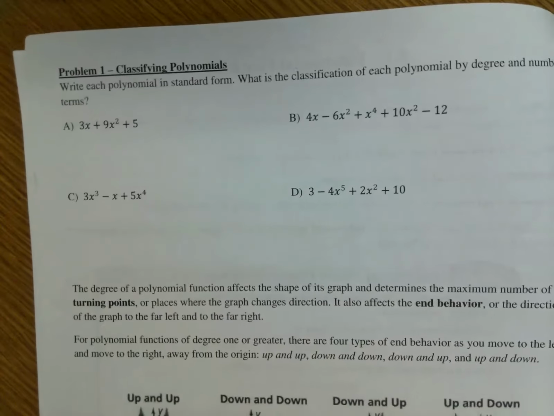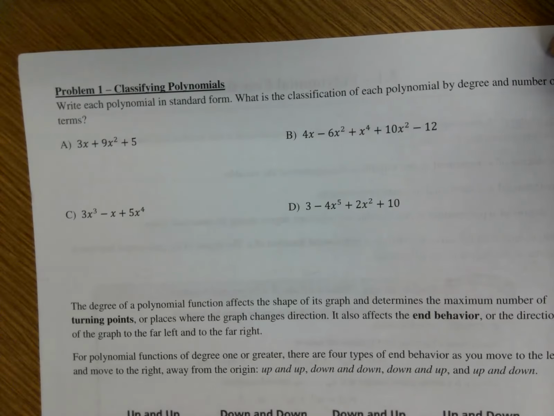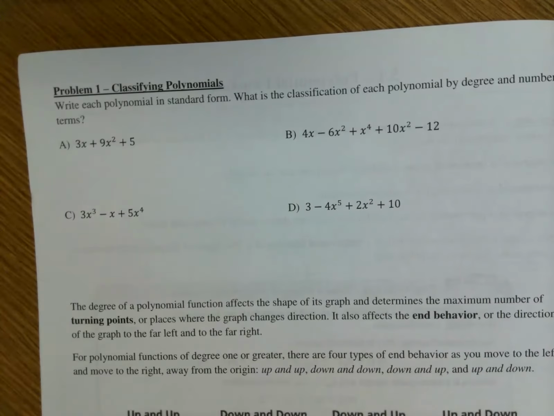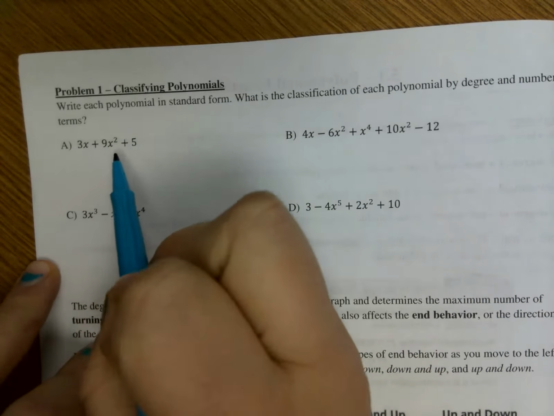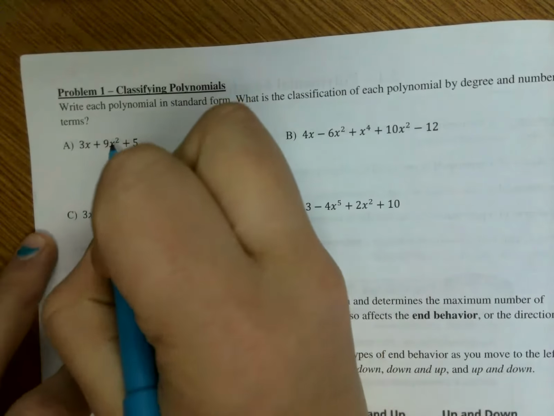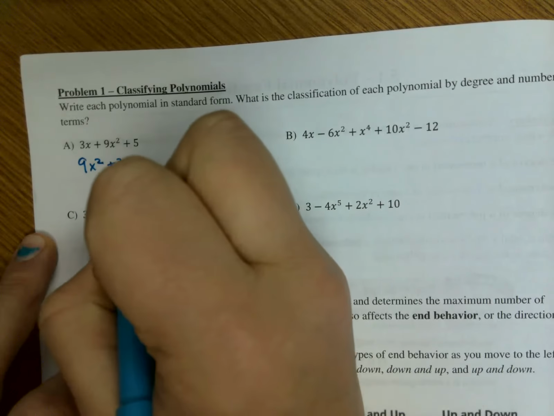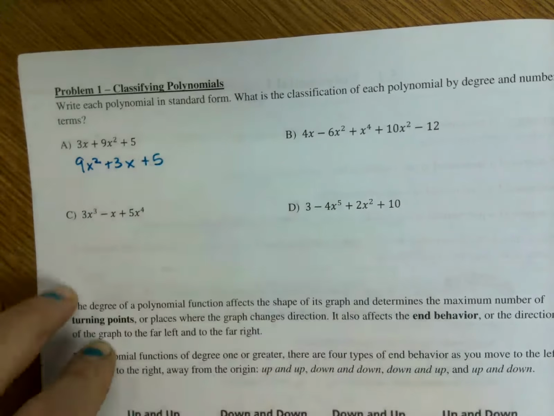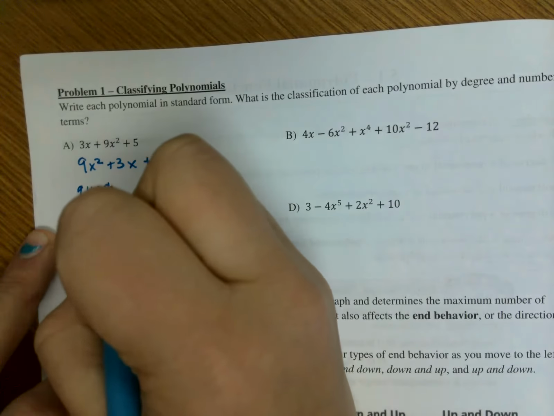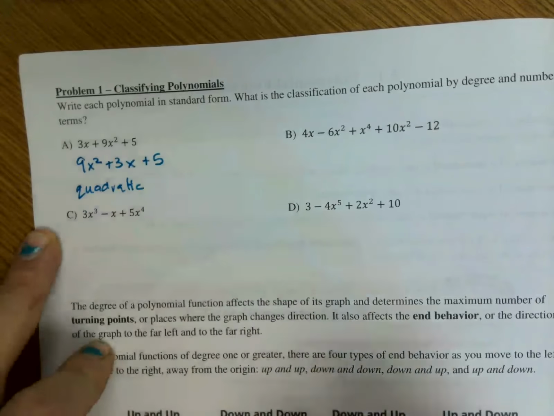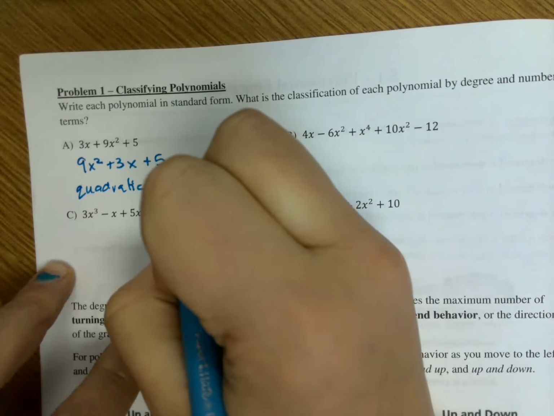When you are classifying polynomials, the first thing you want to do is combine like terms and write it in standard form. Standard form means your highest degree first. If I look at this first one, there's nothing that I can combine there, but it's not in standard form. So this is my highest degree, so I'm going to write that out first. And then I have the x and then the number. Now I can label this. This right here is quadratic because my degree here is 2, and there are 3 terms there, so it'd be a trinomial.